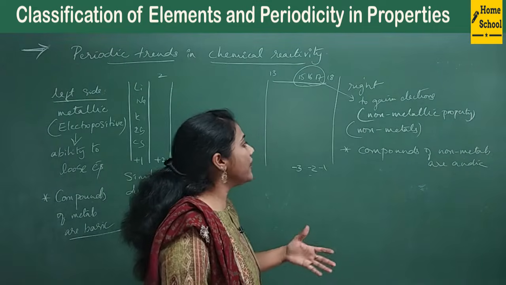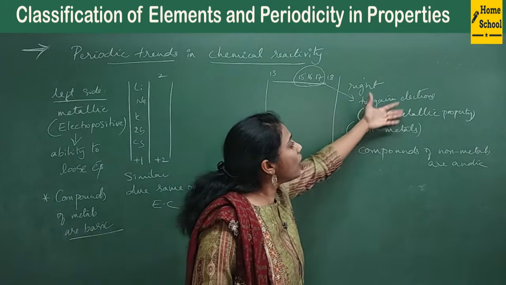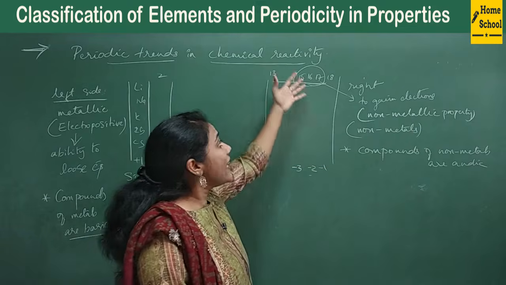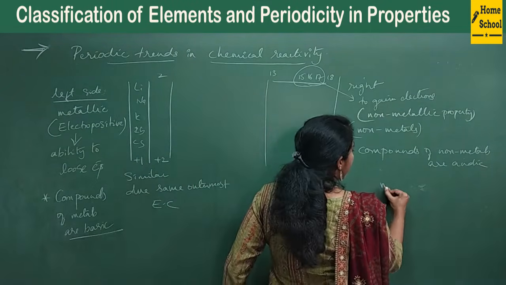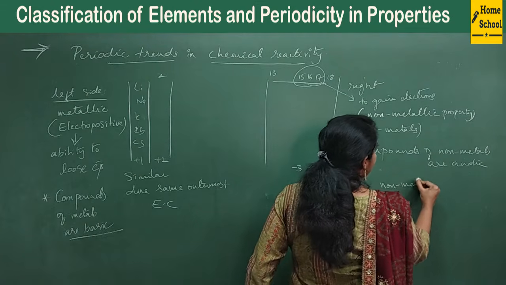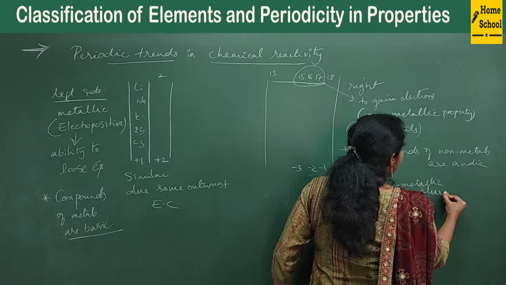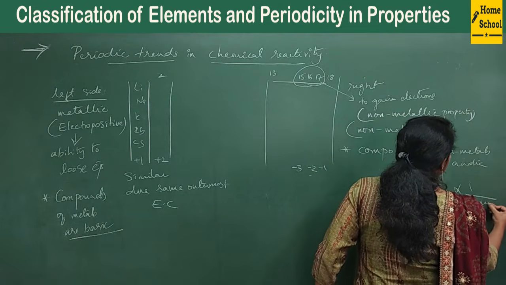So why these guys are gaining electrons, why they are called non-metallic, is because the size of an atom is smaller, right? So always remember guys, non-metallic nature is inversely proportional to atomic radii.